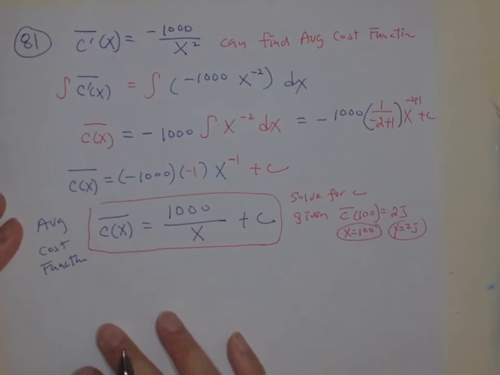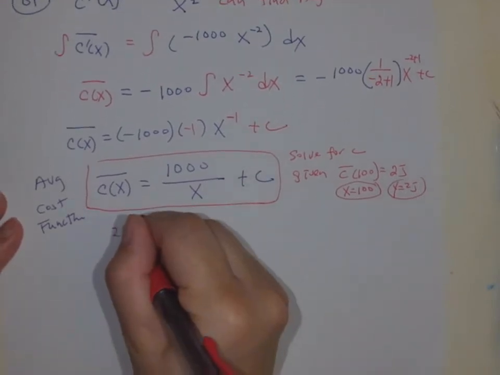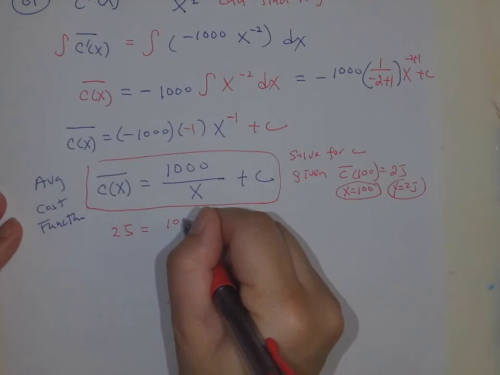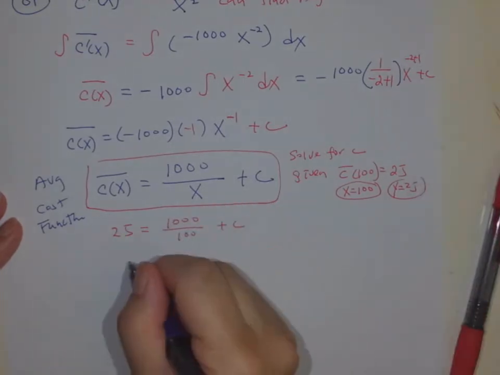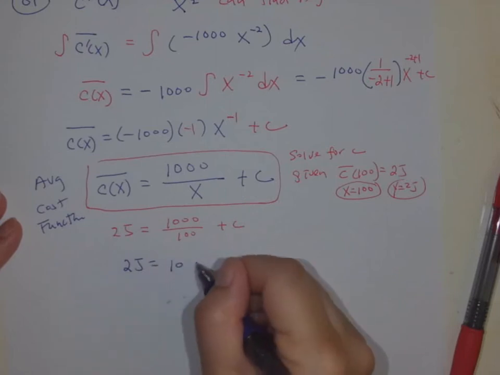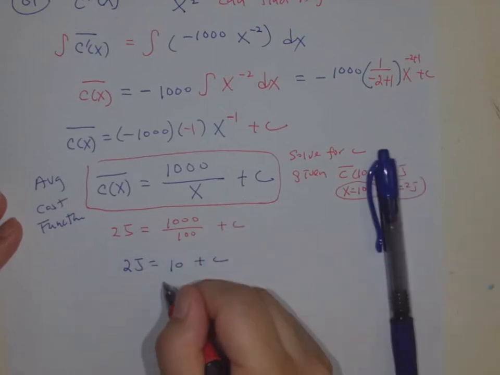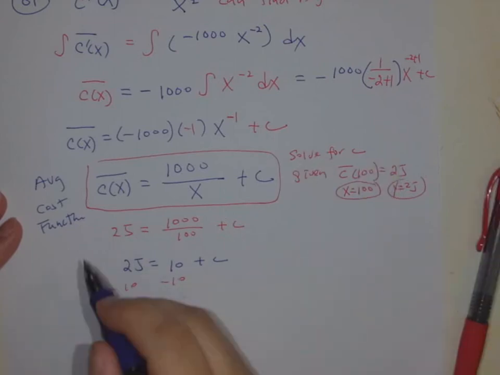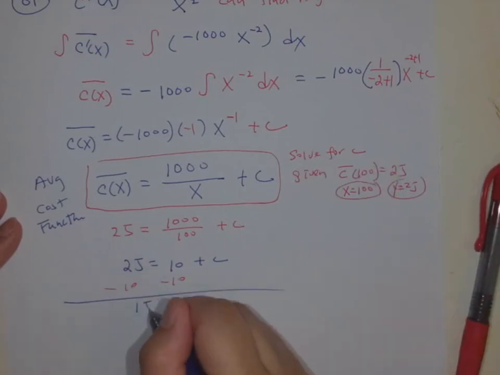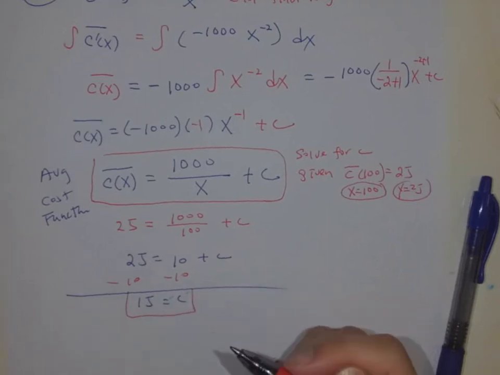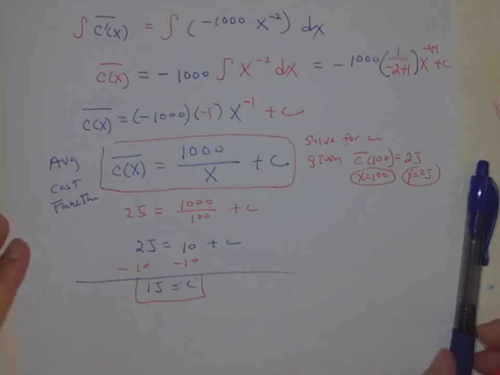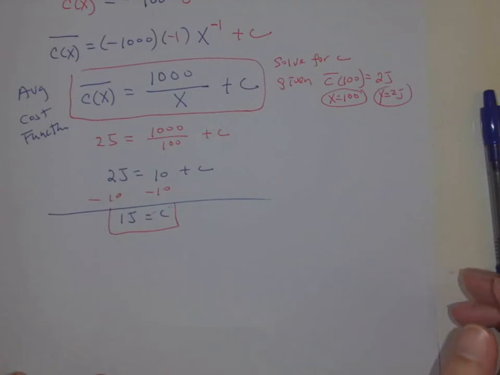Let's plug it in. We got y is 25 equal to 1000 over 100 plus c. So that will give me 25 equal to 10 plus c. Subtract 10 from both sides. So that would be 15 equal to c. So we found out what the constant is, right? This is the constant, but this is for the average cost, so we have to hold on to that.